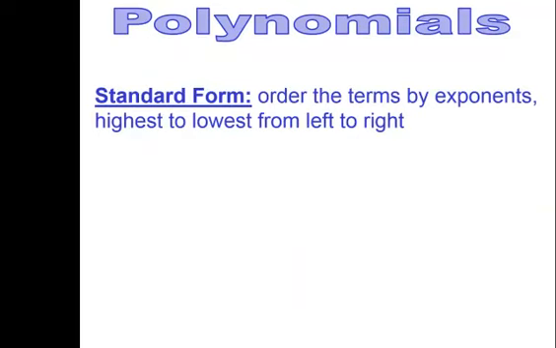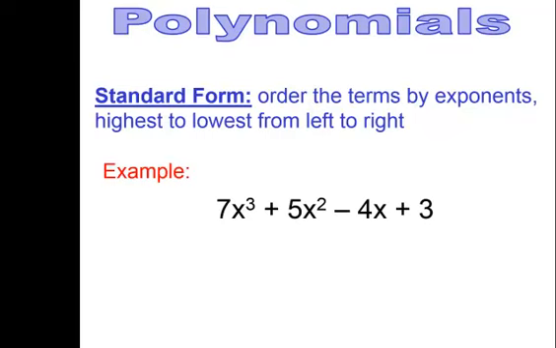When we're talking about polynomials in standard form, we are ordering the terms by exponents, highest to the lowest from left to right. So standard form takes a polynomial and organizes it so that the highest exponent comes first, then it goes down each exponent. See here a polynomial that is in standard form. We have 7x to the third plus 5x squared minus 4x plus 3. So it goes from the highest exponent down to the constant.